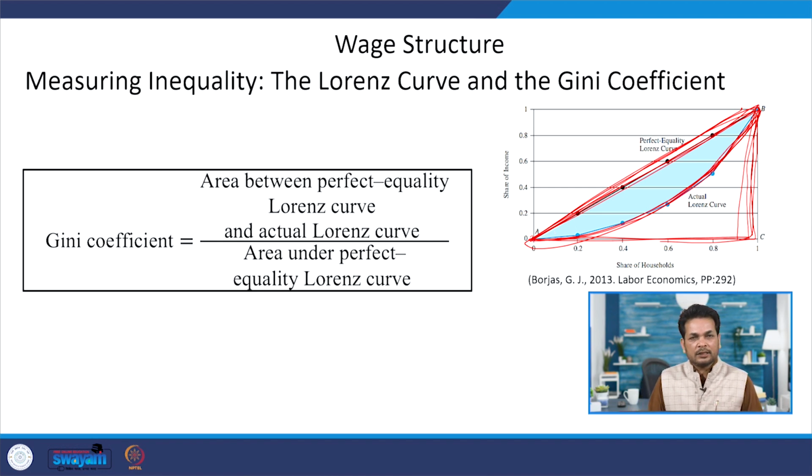So, the Gini coefficient measures the degree of inequality in the economy. It presents the area between the perfect equality Lorenz curve and the actual Lorenz curve, the difference between these two, divided by the area under the perfect equality Lorenz curve, and the value will range from 0 to 1. So, this definition implies that the Gini coefficient would be 0 when the actual distribution of income exhibits perfect equality, and would be equal to 1 when the distribution exhibits perfect inequality, that is, when all the income goes to the highest quantile.